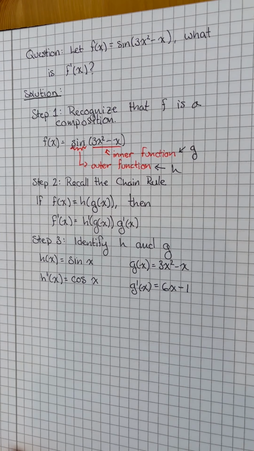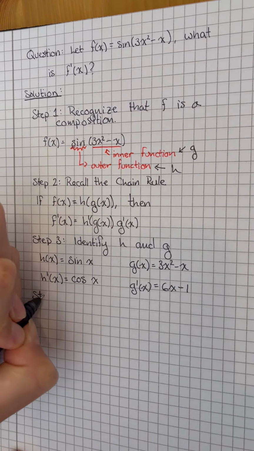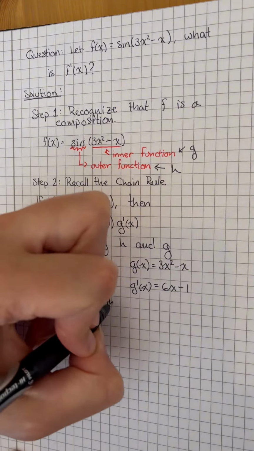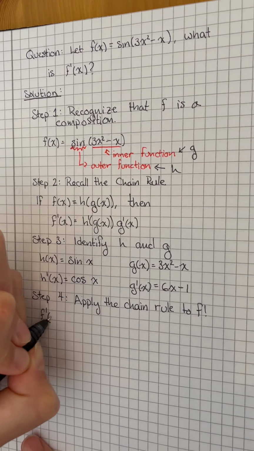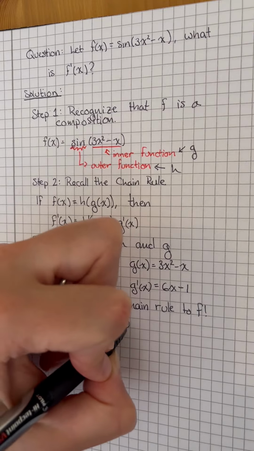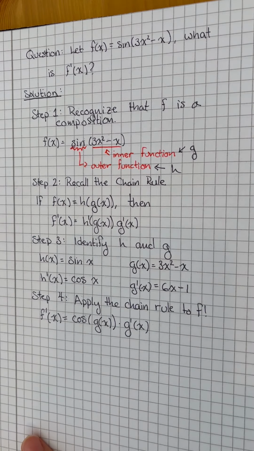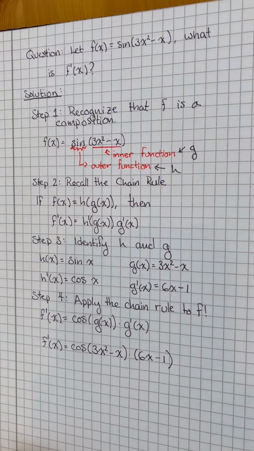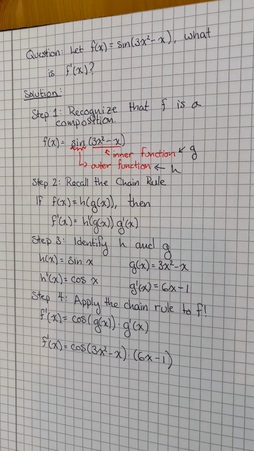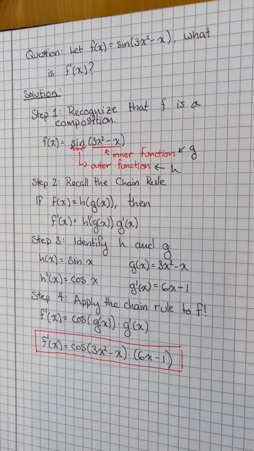And then our final step is we take all this information and we just plug it back into the chain rule. I'm going to do this in 2 steps, so we remember that when we take h prime, we actually evaluate it on g rather than on x. So we have cosine of g of x multiplied by g prime of x, and then we can go ahead and fill in g and g prime, and this gives us our answer.